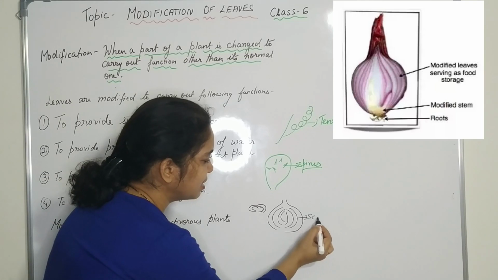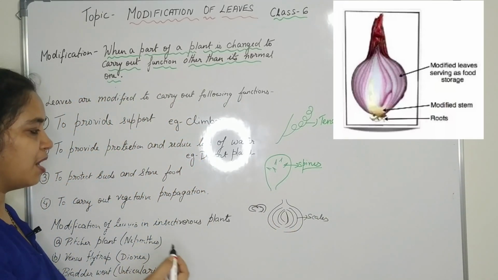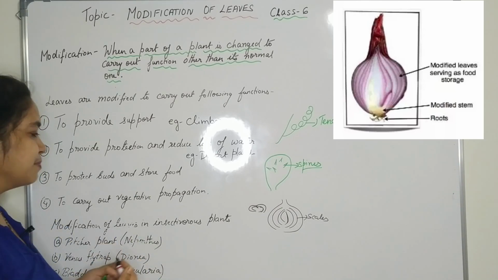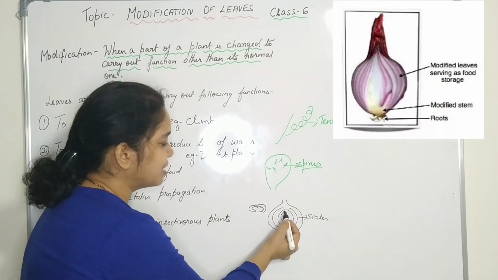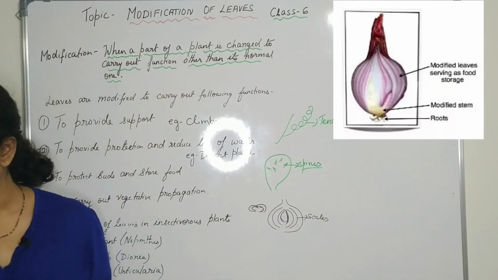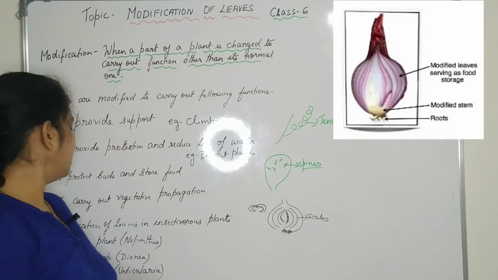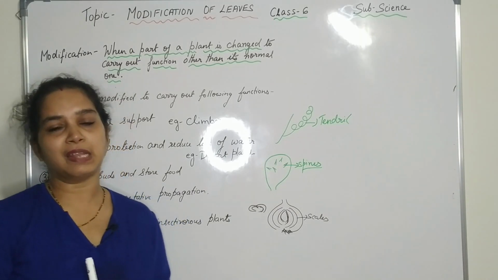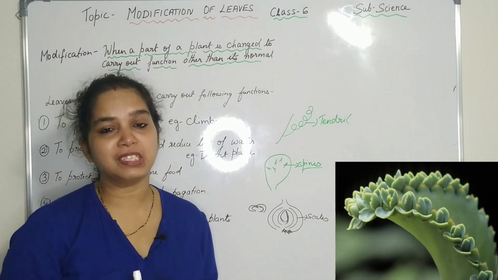These are nothing but the scales, and they store food because we eat the onion, and this is the stem. So it stores food and also protects the bud inside it. The bud is inside it and they protect the bud. So this, to protect the bud and store food, can be seen in ginger and onion. Also it helps in vegetative propagation.